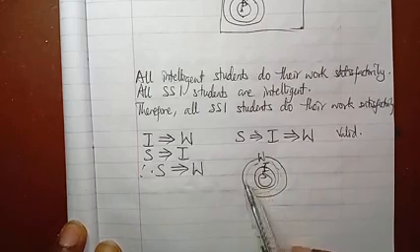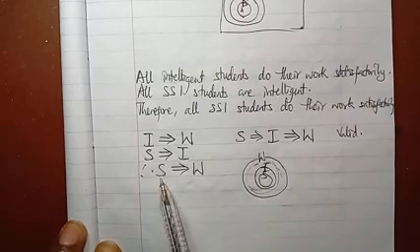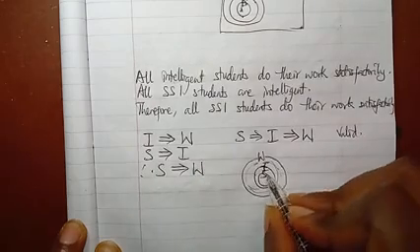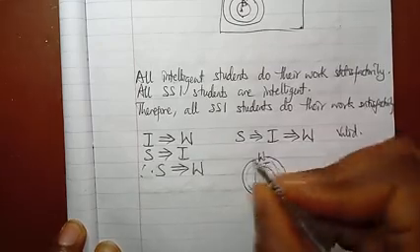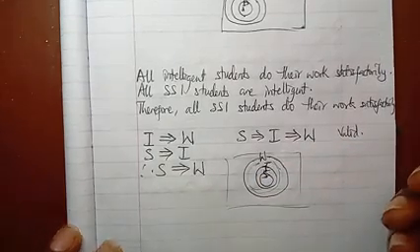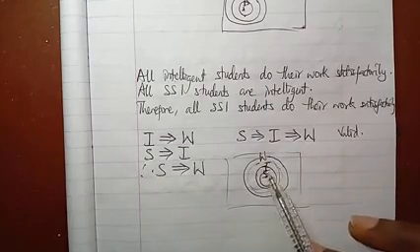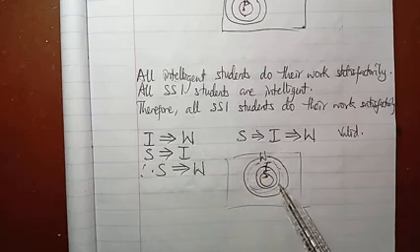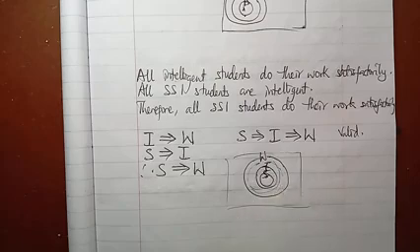That is, every SS1 student is an intelligent student, and every intelligent student does their work satisfactorily. So let's look at the conclusion that SS1 students do their work satisfactorily. We can see that SS1 students are inside satisfactory workers. This is just the Venn diagram in drawing form: all SS1 students are intelligent students, so every SS1 student finds themselves inside the group of intelligent students. And all intelligent students do their work satisfactorily, so every intelligent student finds themselves inside satisfactory workers.